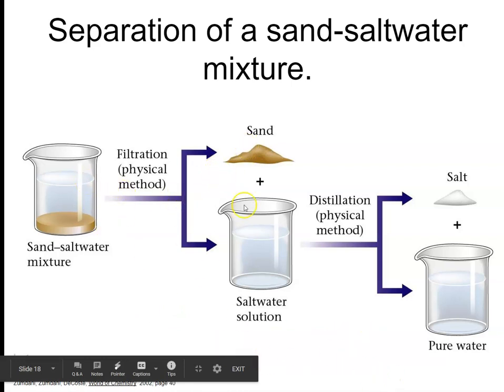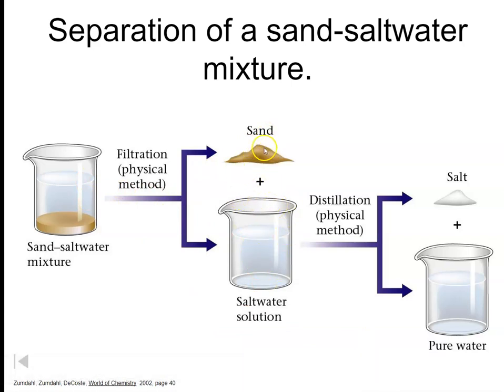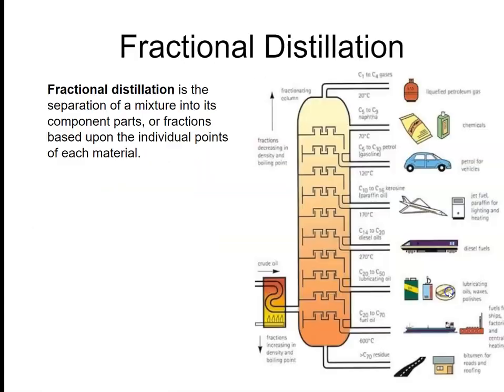I'm going to skip over this. This is what we were working on in class as we did a salt and sand separation method. So first we filtered out the sand from the mixture. We were left with a saltwater solution, and then we have to go through that distillation process to get our pure water. Another common example is what's called fractional distillation.